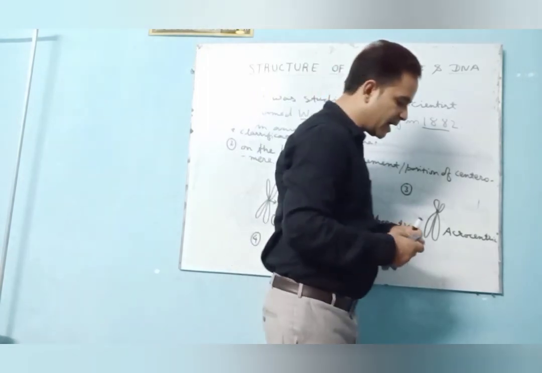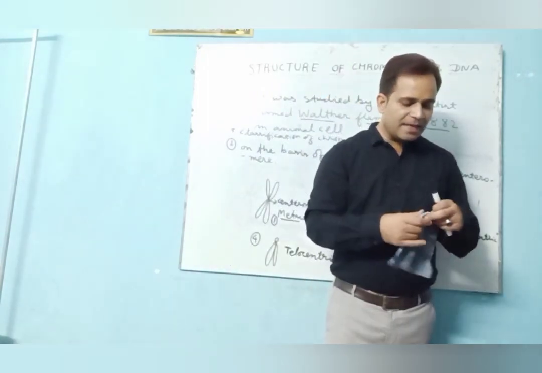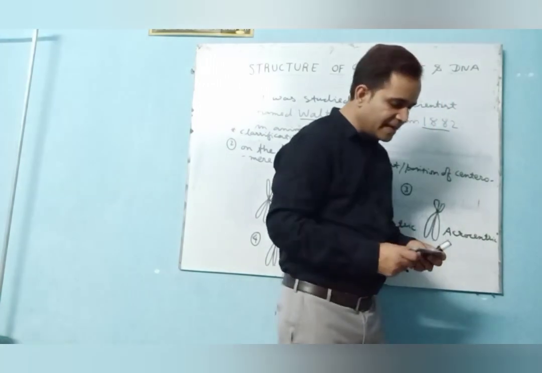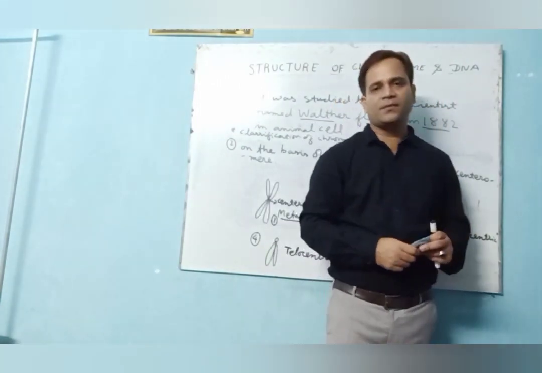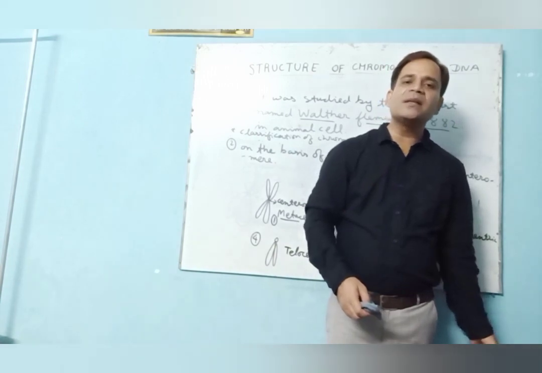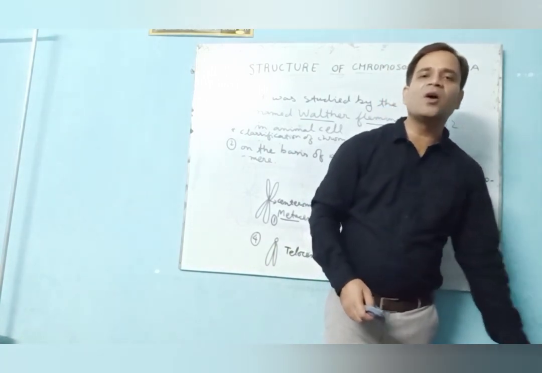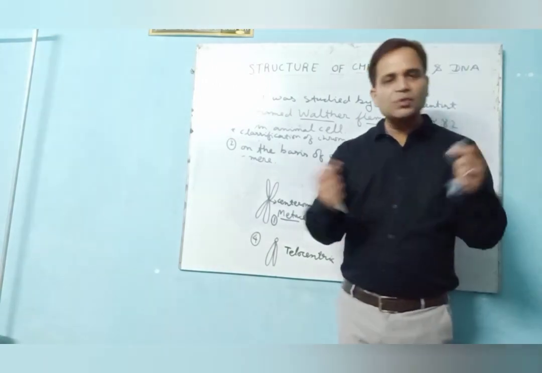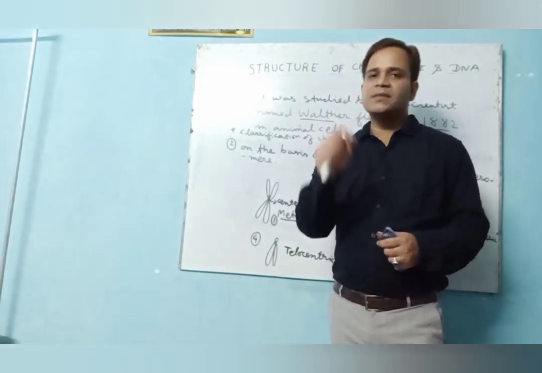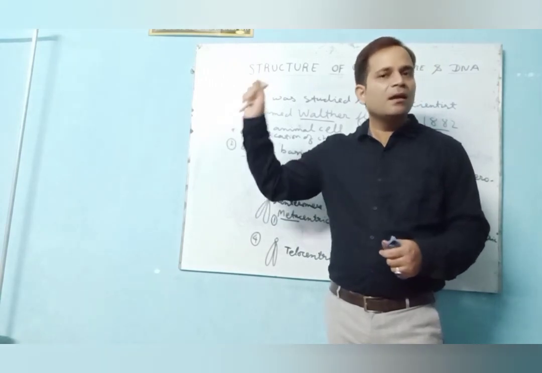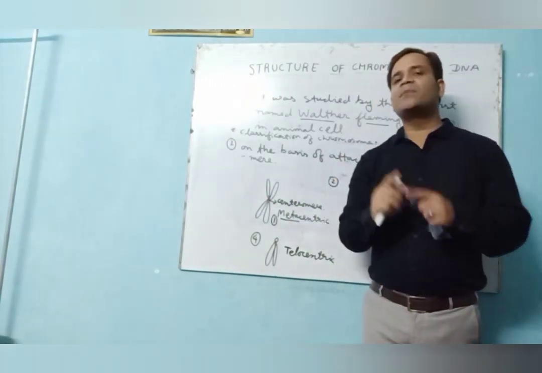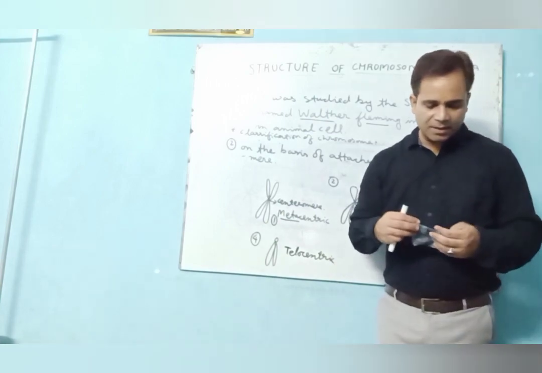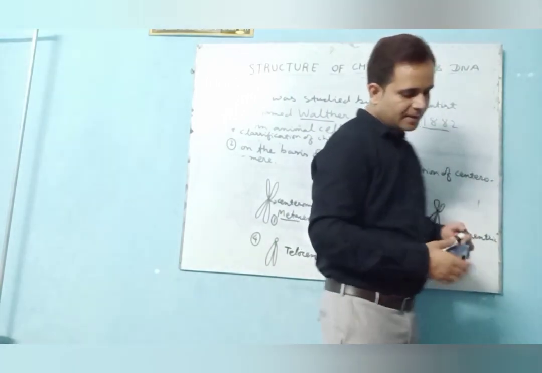As we all know, in an animal cell basically the centrosome is there, and the centrosome initiates the cell division. It divides into two centrioles, and this is present only in animal cells. It is not present in plant cells. So, composition of chromosomes.